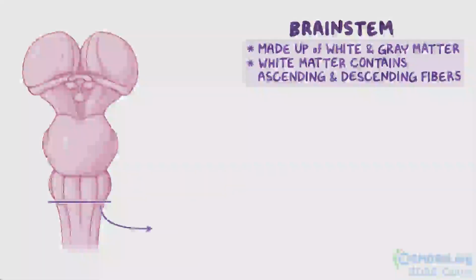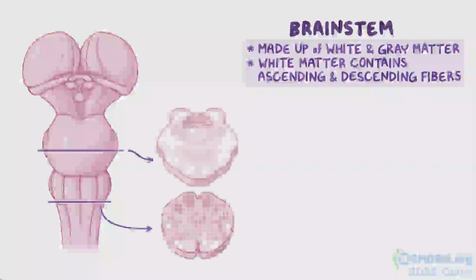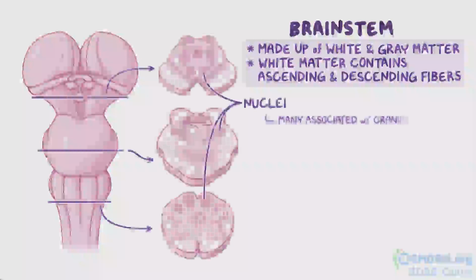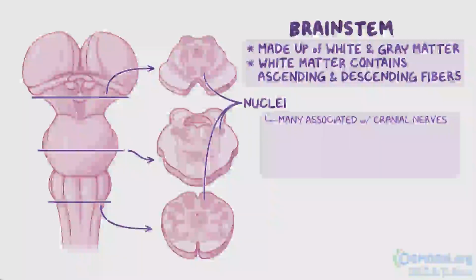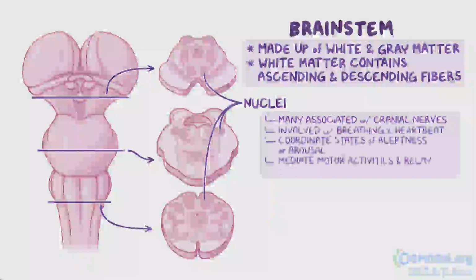Scattered amongst the white matter tracts, there are islands of gray matter that consist of neuronal cell bodies, many that are the nuclei associated with cranial nerves. Some of these collections of nuclei serve as centers for life-sustaining reflexes, like those involved with breathing and heartbeat. Others coordinate states of alertness or arousal, while others mediate motor activities and relay sensory information.